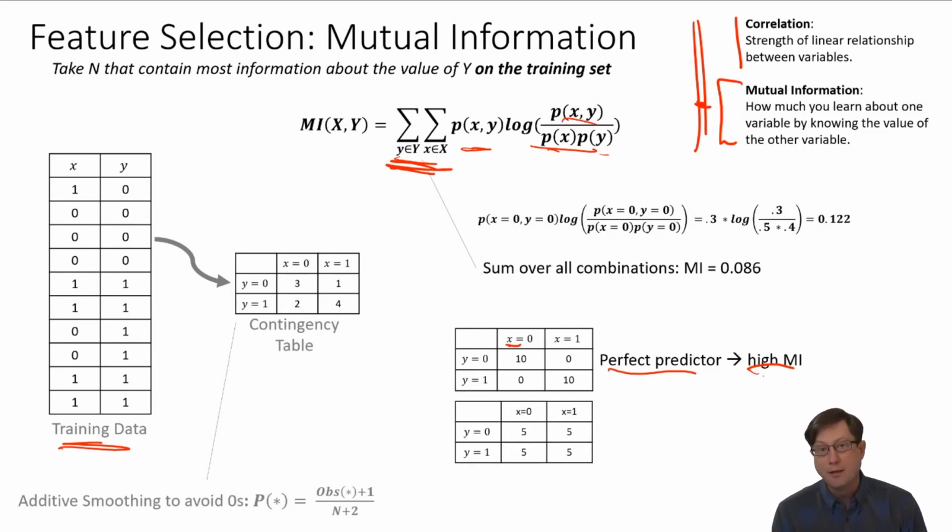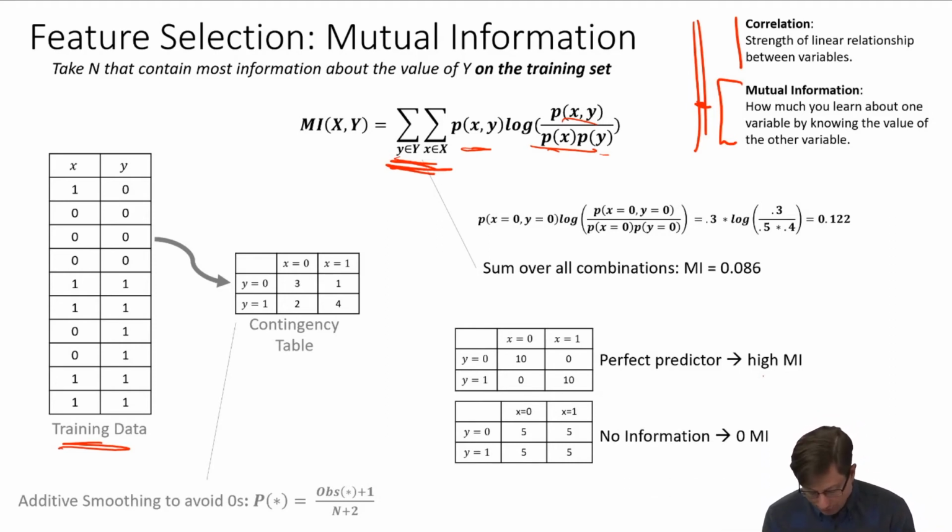Here's another sample we look at. If you know X, what do you learn about Y? Yeah, and it turns out you learn nothing. If you have X, Y just looks like it could be either. In this case, there's no information about Y contained in X, and so the mutual information you get is 0.